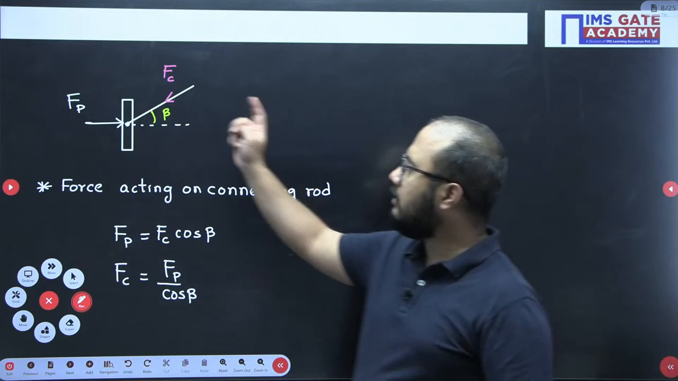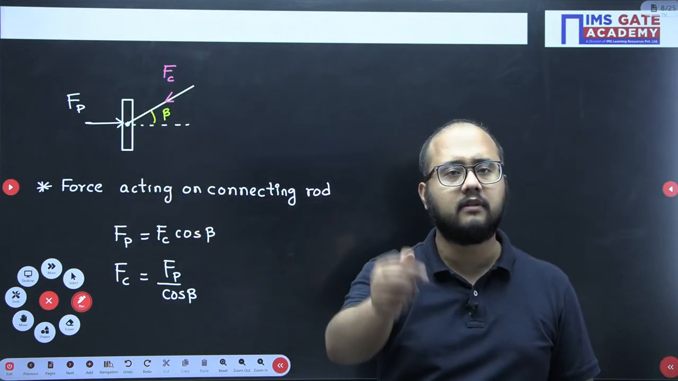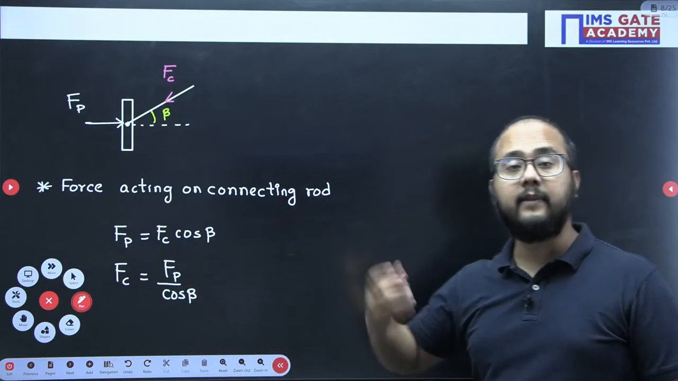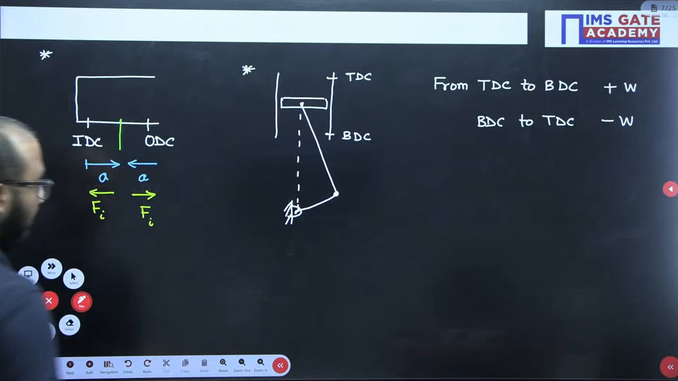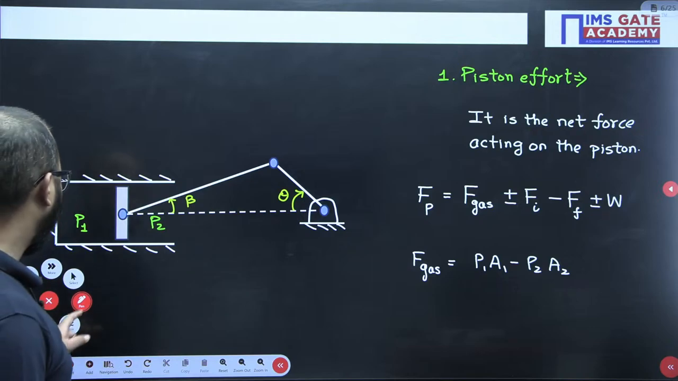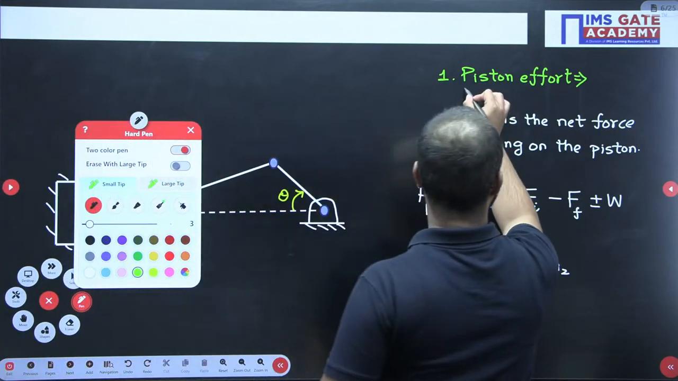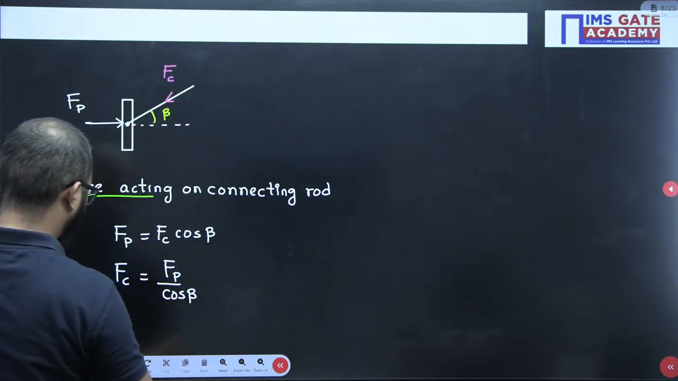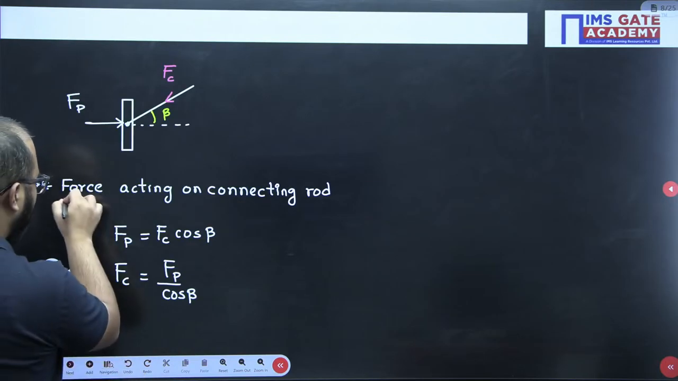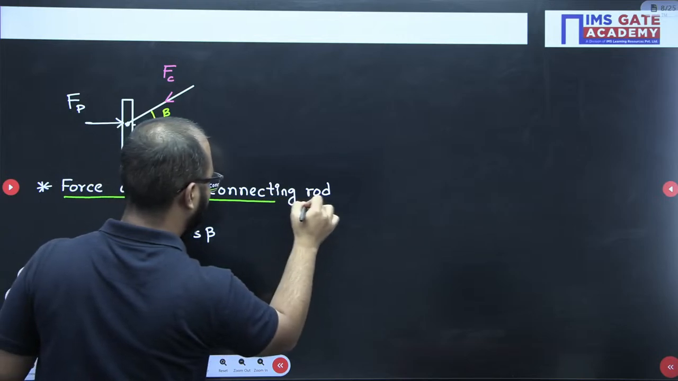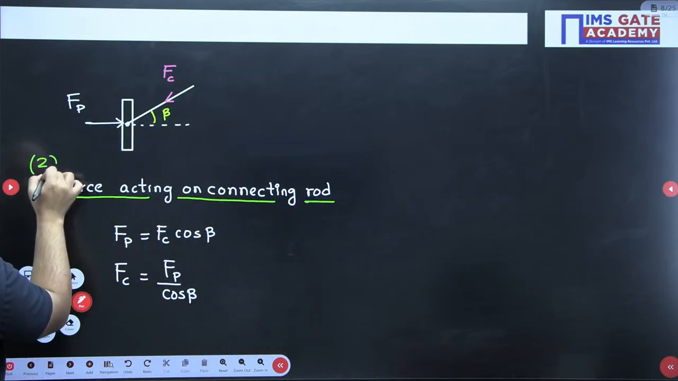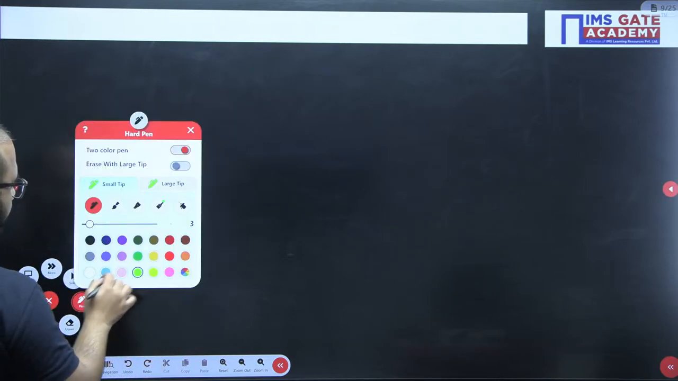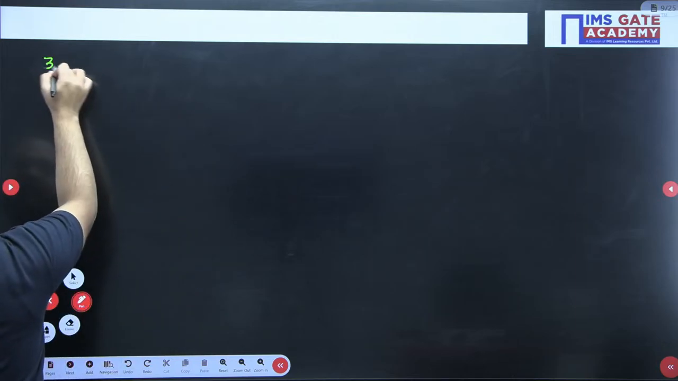Now that connecting rod force is further transmitted to the crank, right? So like that we are going to calculate. The force acting on the connecting rod we have calculated. Now coming to the crank part. First we have discussed the piston effort here. Piston effort we have discussed. Second, force acting on the connecting rod. Now, the third part, that is on the crank, or basically we should write it as crank effort.